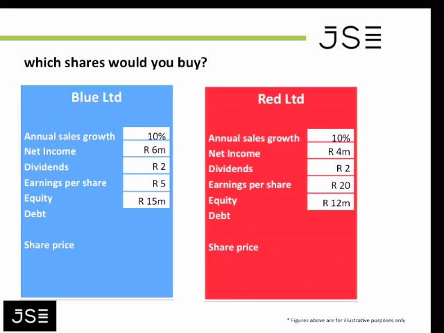If you look at equity, Red Limited has 12 million, whereas Blue Limited has 15 million. In terms of debt, both companies have the same amount of debt of 1 million Rand. And share price: Blue Limited shares cost 50 Rand and Red Limited shares cost 60 Rand. So do we base it on price? Do we base it on earnings per share? Let's look at financial ratios to help make sense of these numbers and to paint a clearer picture.